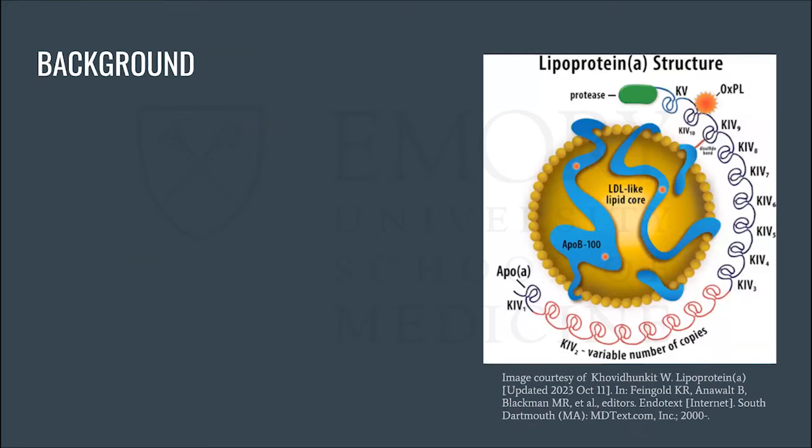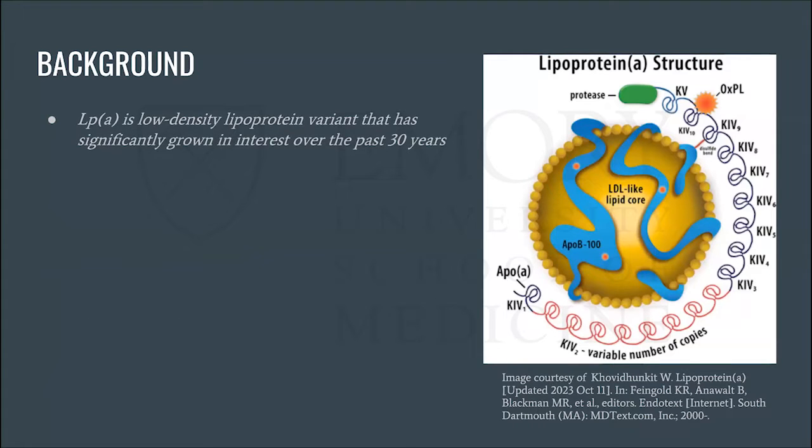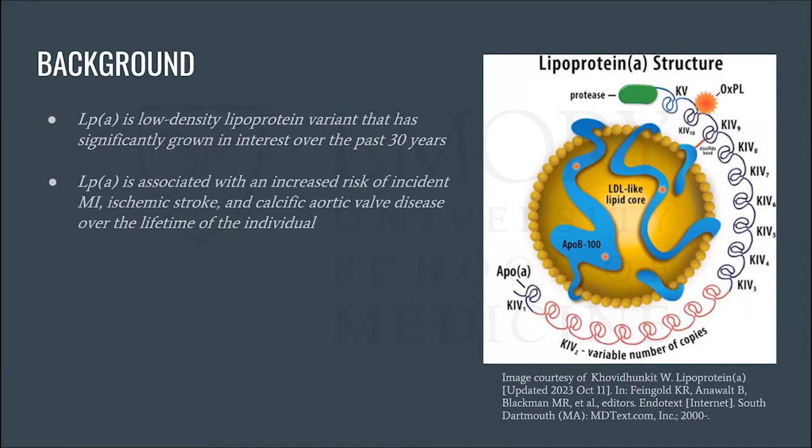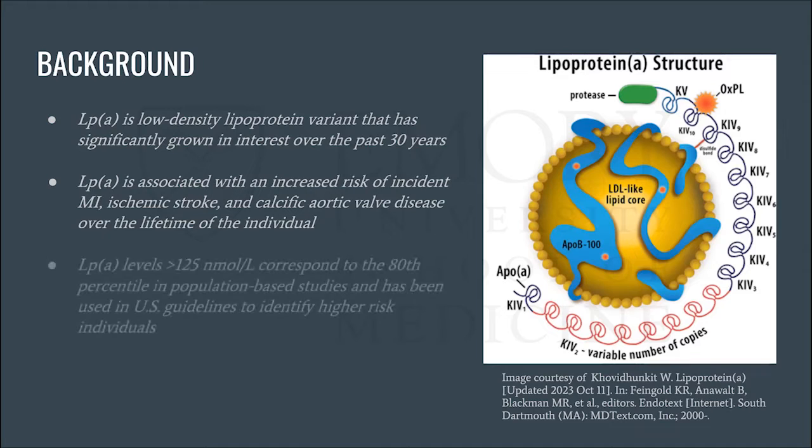A little bit of background. Lipoprotein A is a low-density lipoprotein variant. It's grown in significant interest over the past 30 years. As described in one of the commentaries for this article, it's almost like an LDL particle on steroids. You can see to the right, you have that LDL lipid-rich core with apolipoprotein B surrounding it, and some of these particles are attached with this apolipoprotein A with a disulfide bond, with variable numbers of copies attached. We know that this is associated with increased risk of incident MI, ischemic stroke, and calcific aortic valve disease over the lifetime of the individual.